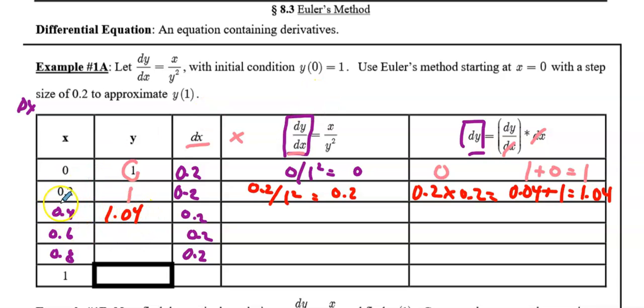So now we're going to have a new y and a new x. Here we're going to have 0.4 as our x, and now 1.04 squared as our y, because we're just plugging it in right here. And this is where we're going to get into our calculator, and our calculator is going to give us this value, that's going to be 0.3698.